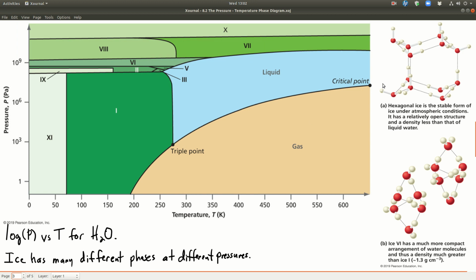Just for an example of how that can be, this is ice 1, normal ice down here. It's hexagonal. If you look at the crystal structure, under most conditions we deal with that's the stable form of ice. And we know that it's less dense than water, at least until the water gets up above about 4 Celsius or so. This is ice 6, more compact. Its density is like 1.31 grams per milliliter.